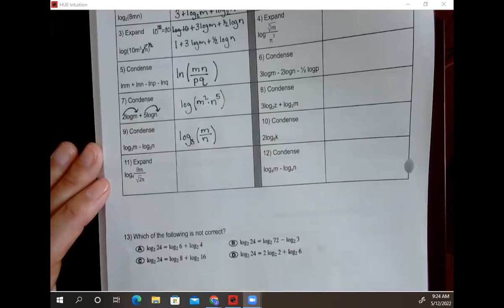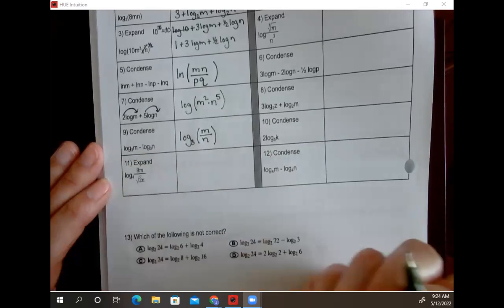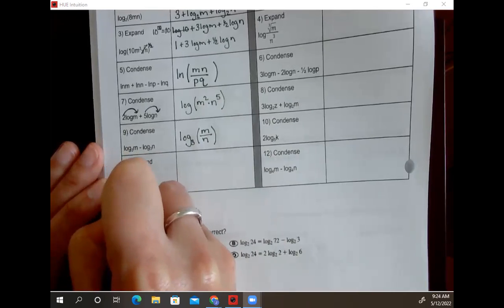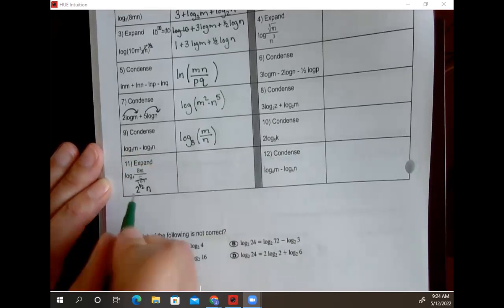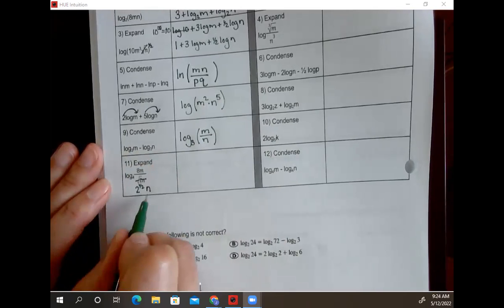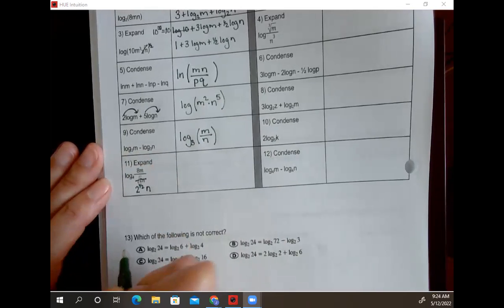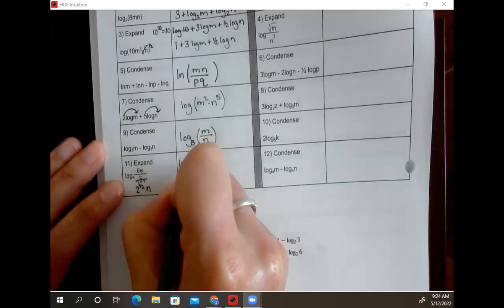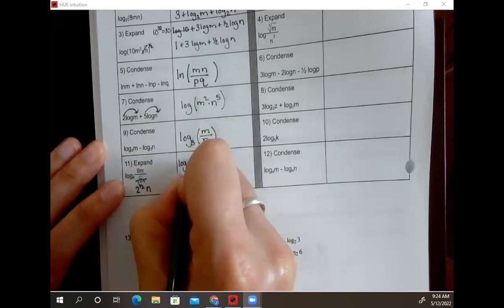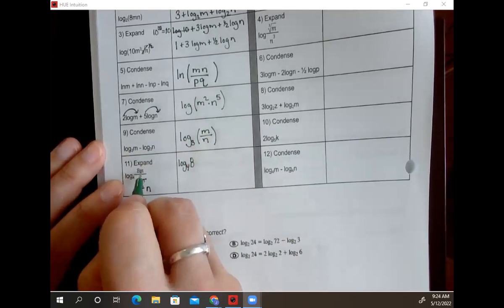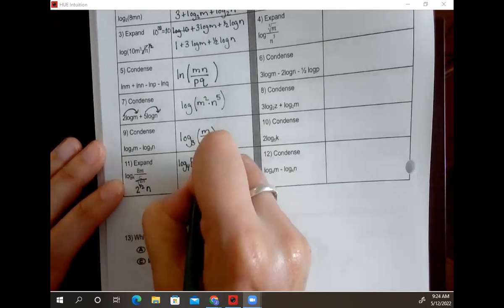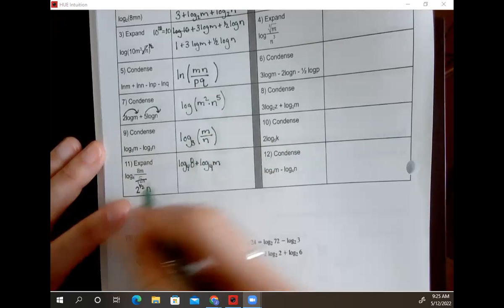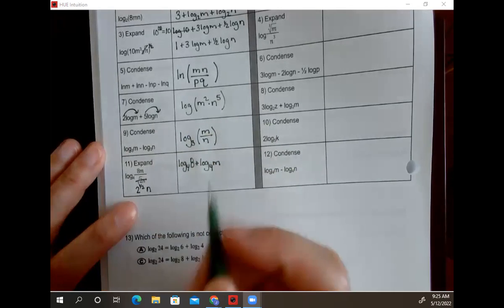And then number 11 here, remember that this root we could write as a 1/2 exponent. So I'm just going to rewrite this bottom here. This would be 2 to the 1/2 times n. Since n is not under the root, n does not get the 1/2 power. So as I rewrite this, this would be the log base 4 of 8. Since I'm multiplying by m, it would be plus log base 4 of m. And then I'm dividing by this stuff on the bottom, so I have to subtract.